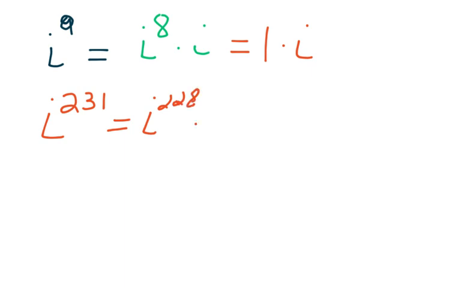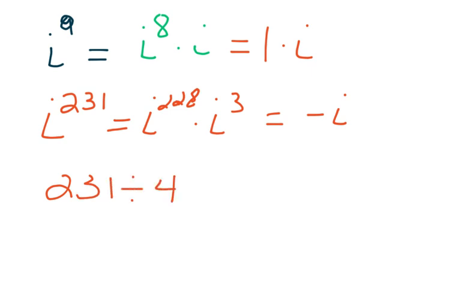And then we still are left with 3 left over. So i to the third power is negative i. Now how can we do that quickly? Well, if you're looking at one of these, I just did 231 divided by 4, because after every 4 it repeats itself, and i to the fourth is 1.